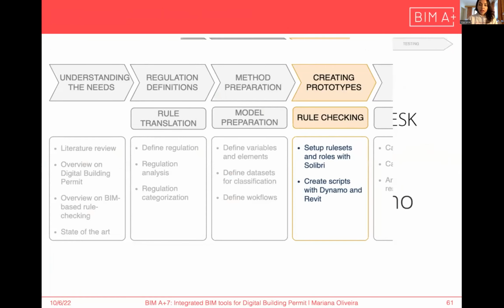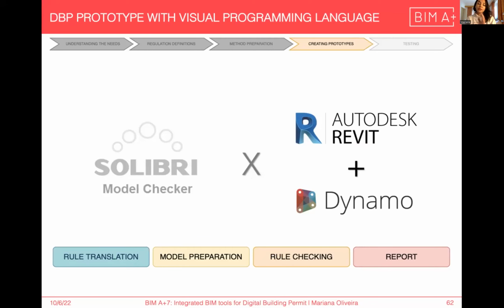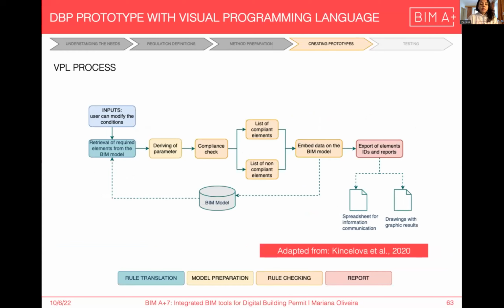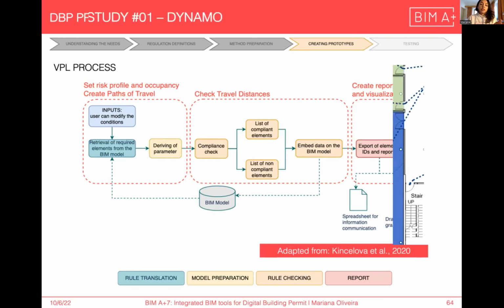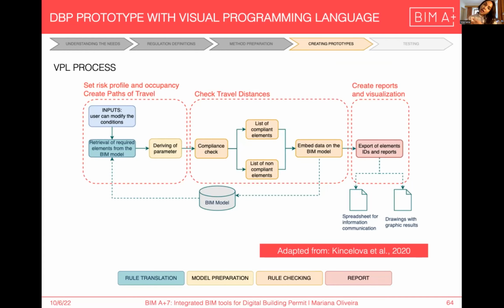Then we did the same rule translation, model preparation, rule checking, and reporting on another software, using a visual programming language. So we used Revit and Dynamo. The process in Dynamo was basically that we retrieved the information from the model. We derived the parameters in order to extract the information needed. Then we ran the compliance check using the databases that we have. And then we exported the elements into reports, and we also put this on the BIM model, so this data is attached to the model. These steps were the scripts that we created for that.